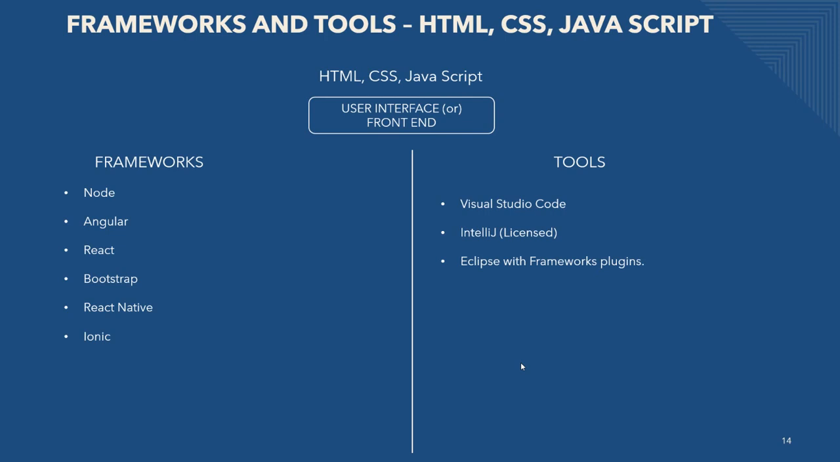For front-end frameworks and tools, for the front-end HTML, CSS, and JavaScript, these are the frameworks and tools. The frameworks for front-end are Angular, React, Bootstrap, React Native, and Ionic. Basically, all these frameworks have one single purpose: it makes sure you write less code.